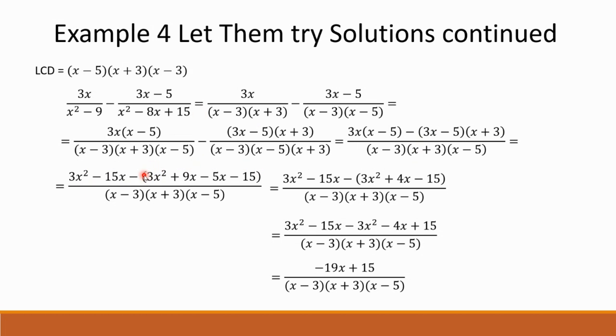So from here, what we get is this. 9x minus 5x, that's just 4x. So I guess now we distribute the minus sign. So from here, we get this. The 3x squares cancel, and we get this.